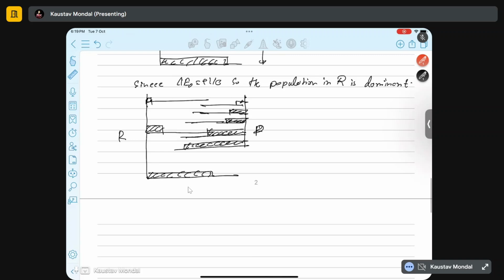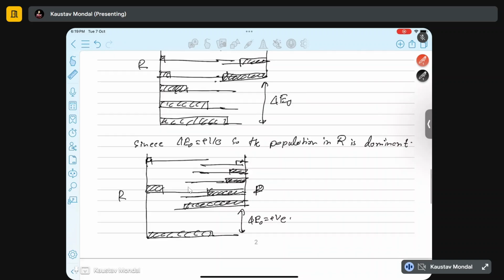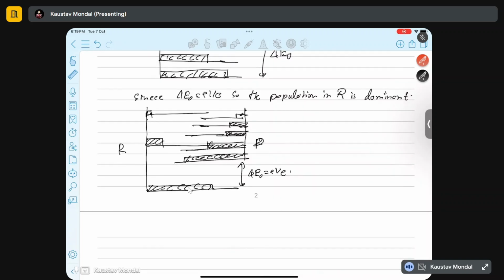Here delta E0 is also positive, right? So although the overall energy of the product is higher than the reactants, the density of states in the product state is much higher than the reactant state, right? Because of that, the total population in the product state is much higher than the reactant state.